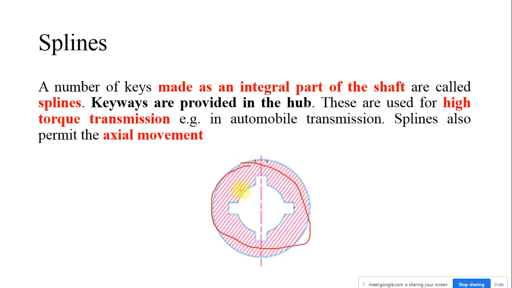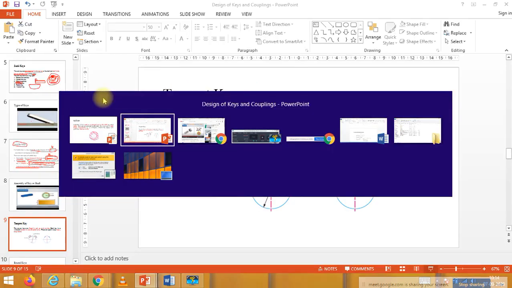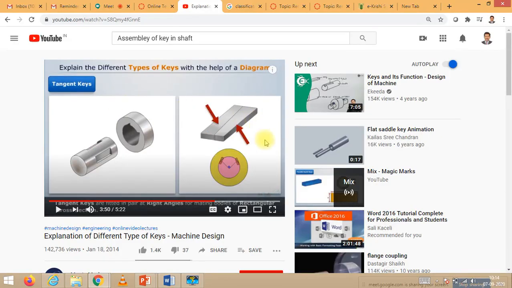The white colored portion, this entire portion, is called a spline. You can see the slots. Eventually these keyways are cut in my hub also. Okay, so that is how it has been designed. These are used for high torque transmission. So among the various types of keys, only the tangent keys and the splines are used for very high transmission. Now let us look into it and understand what is exactly happening.